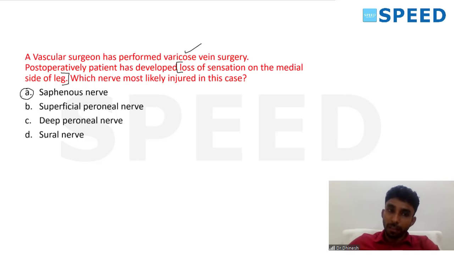Okay, this is actually a repeated question. Just one year back, this question has been asked in the PG entrance exam. So the answer is saphenous nerve.